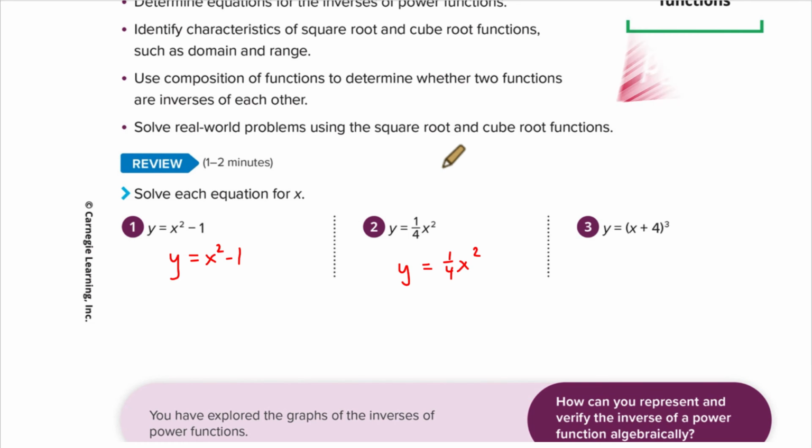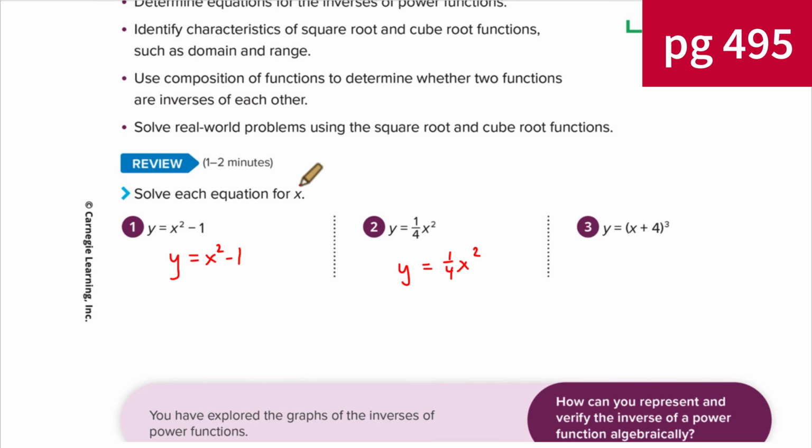Okay, time to see how you did. We have to get x all by itself. That's what it's asking you to do. Solve for x. So, first step here, this is a regular old equation. I'm going to add 1 to each side of this equation. Draw that big old line. What do we get? y plus 1 equals x squared.